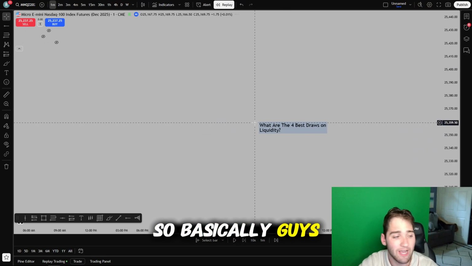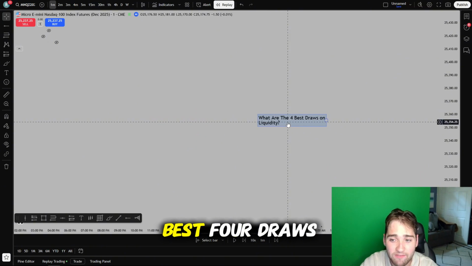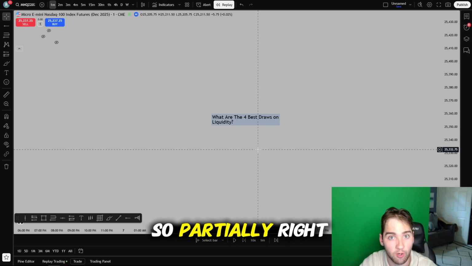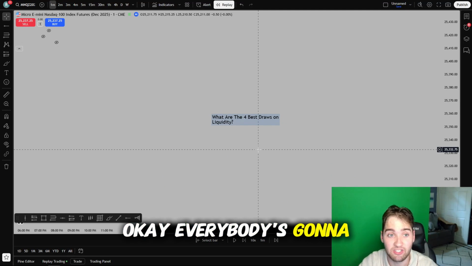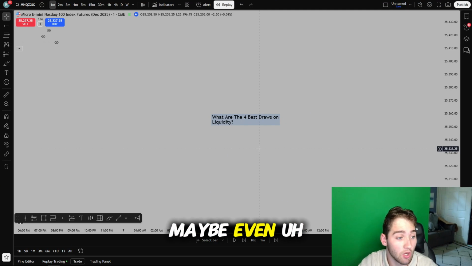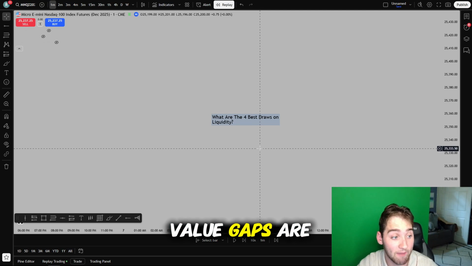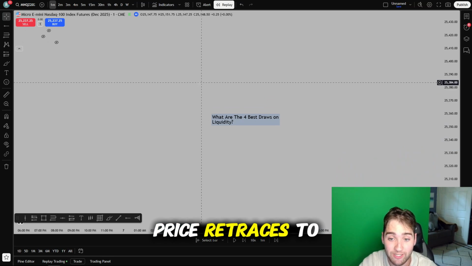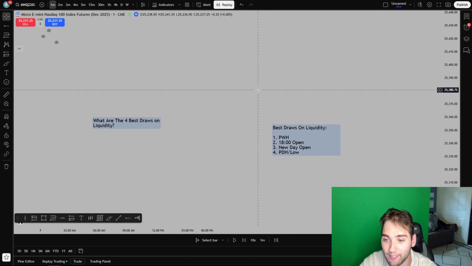So basically, guys, what are the best 4 draws in liquidity? Everybody's going to say highs and lows. They're partially right. Everybody's going to say maybe fair value gaps are a good draw in liquidity. Well, price likes to retrace to those, but does price really want to retrace to that? Price retraces to these 4 things. Let me show you right here.